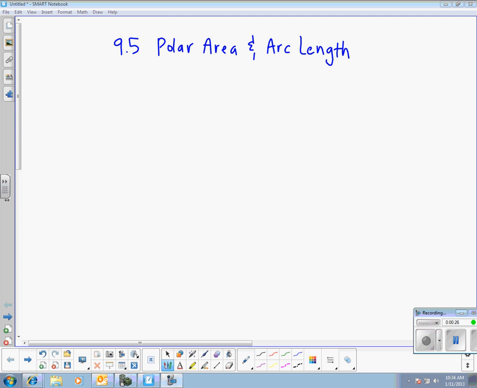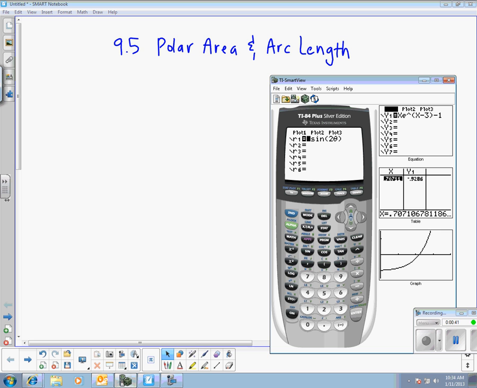So last video we talked about polar graphs and then polar slope. Today we're going to talk about polar area and arc length, which is just two more natural questions that you might want to ask about a polar curve. So let's start with a little bit of calculator stuff.